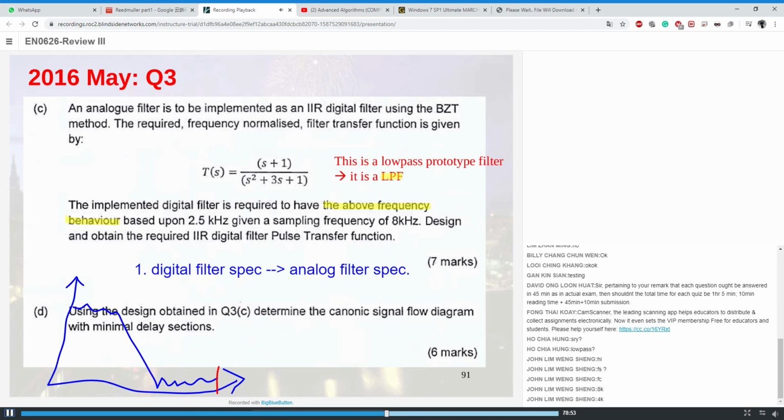So what formula do we need to use? Let's say this digital filter has a cutoff frequency of 2.5K. What formula do I need to use to convert this to the analog filter spec?